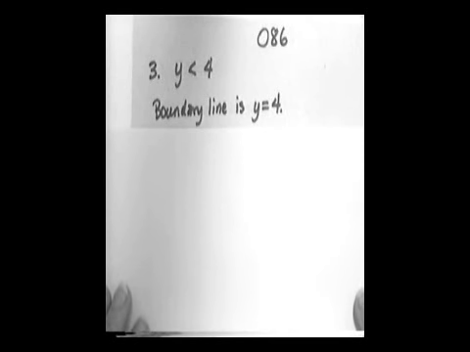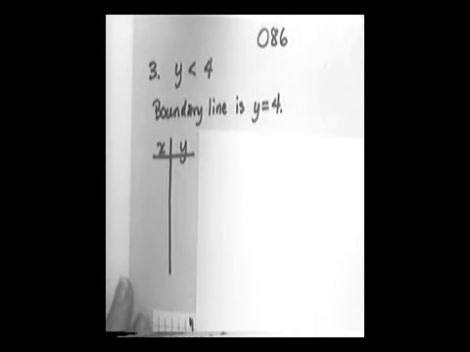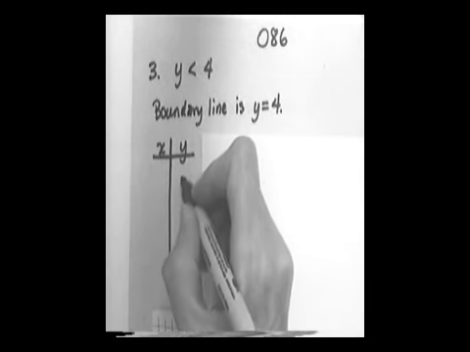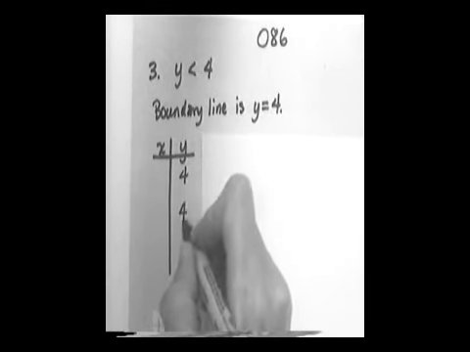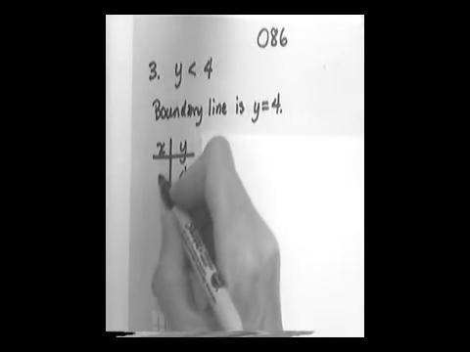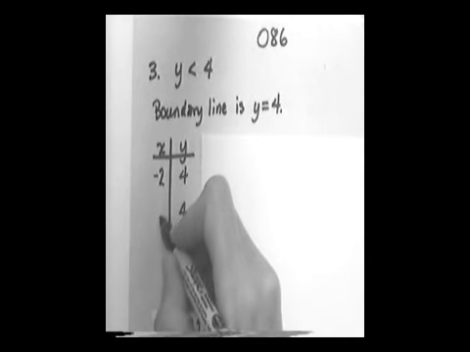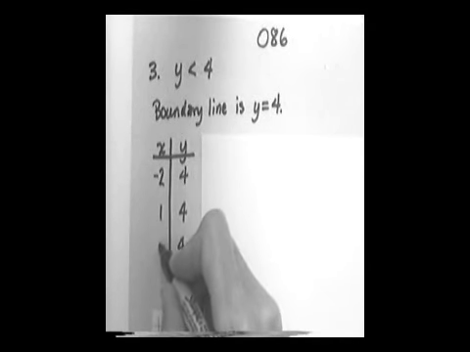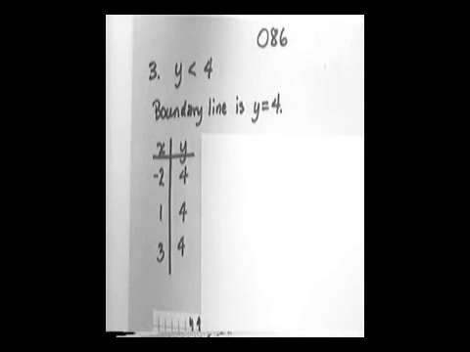Remember what the line y equals 4 looks like? If we make our table of values, remember that the y value is stuck at 4. So for all the points in our table, the y will be 4. The x will be anything we please, for instance, -2 and 1 and 3. And so let's graph each of these points.